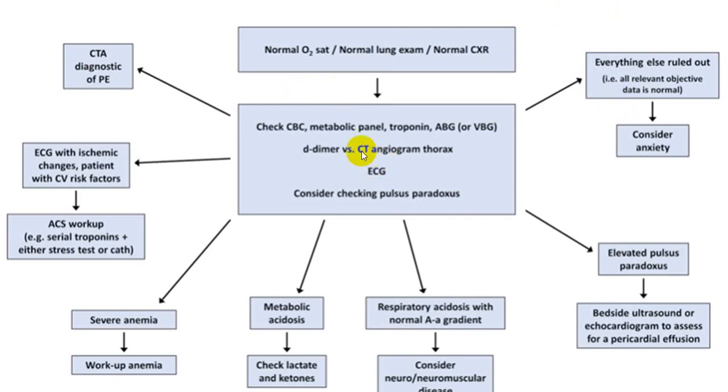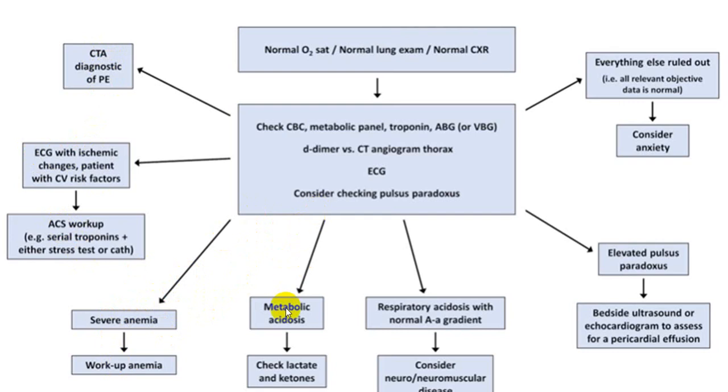This is a very good slide showing you these are all the parameters what we have done. And among those, what are the findings? So if there is a normal oxygen saturation, normal lung examination, normal X-ray chest, and you have gone for all these investigations, if CT is abnormal, CT angio, it will be more for pulmonary embolism. ECG will be very useful in ischemic heart disease to rule out acute coronary syndromes. Hemoglobin will be very helpful to rule out severe anemia. You can go for workup.